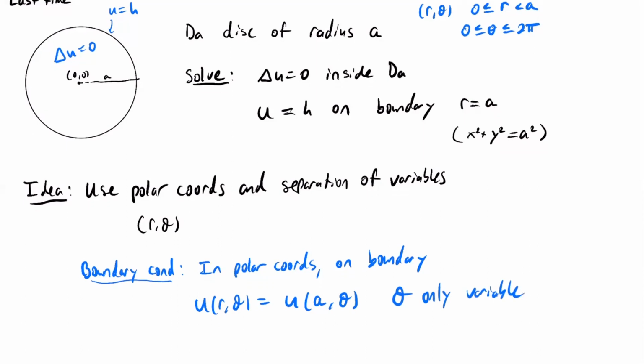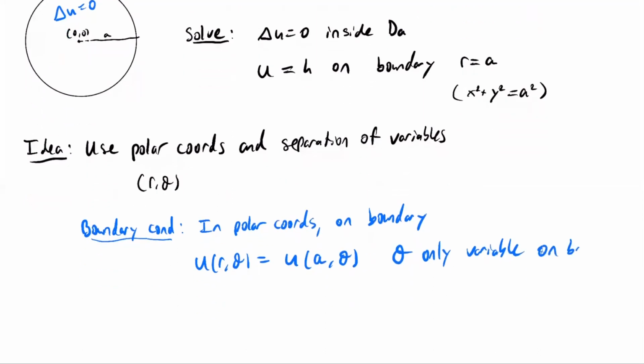In particular, we can parameterize the boundary in this way by using the angle theta and view functions on the boundary as functions of theta. So we can view the function that was given to us, h, as just a function of theta.